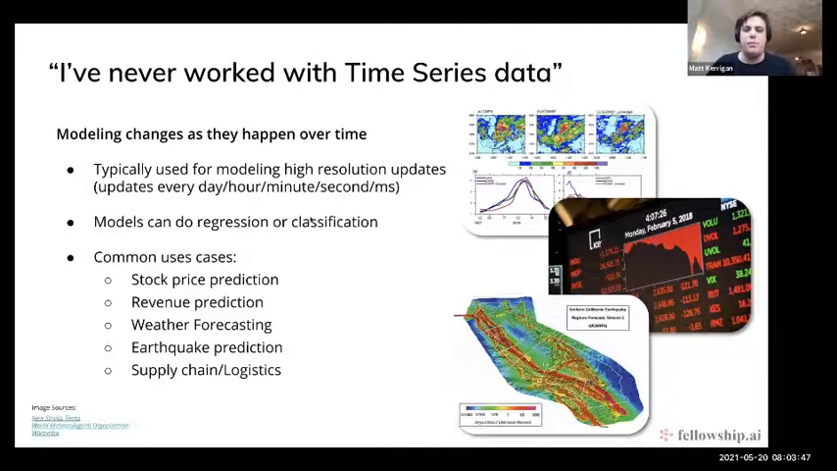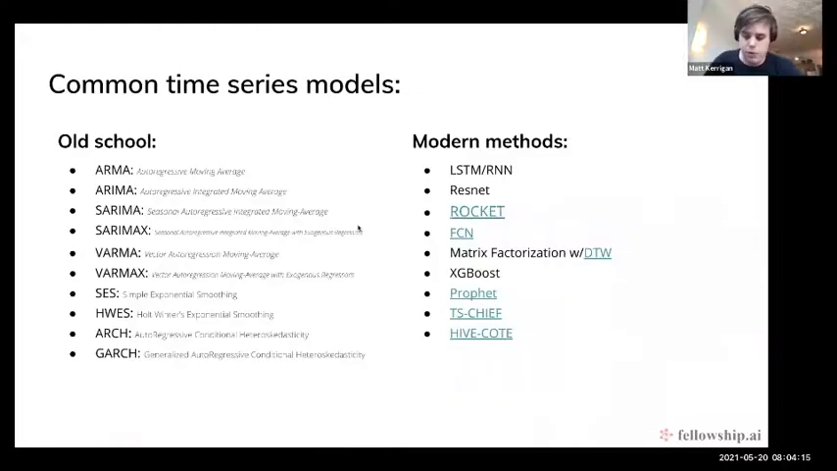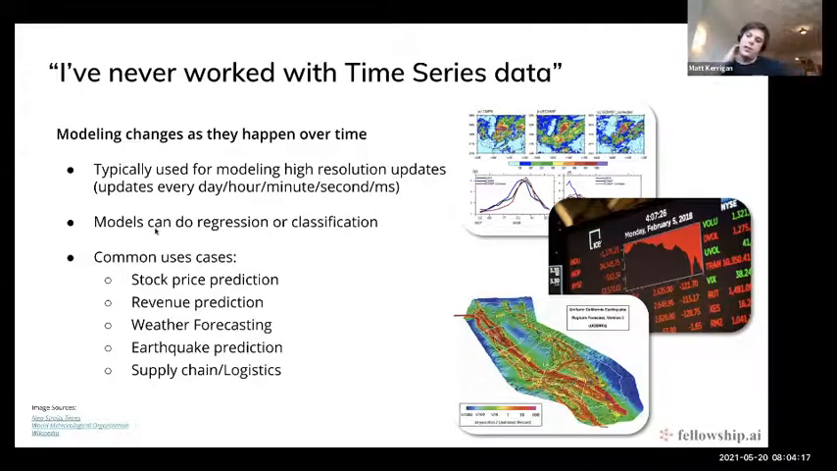It's typically used for modeling high resolution updates in practice. If something is longer, I think often simpler models based on more static features get used, but you can obviously model any time scale. Typically the models are doing regression, classification, or forecasting. So predicting the next values; with regression, you're taking a time series of values and regressing against some value; and classification I think people are familiar with. The common use cases are stock price prediction, revenue prediction, weather forecasting, etc.